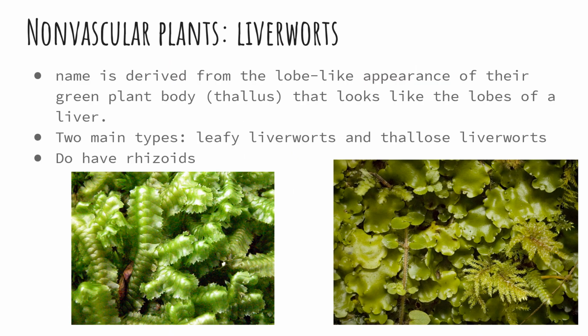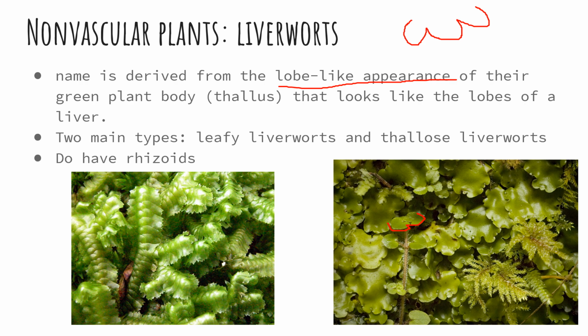So, liverworts. The name liverworts is derived from the lobe-like appearance. Okay, that means a shape kind of like this, kind of bubbly looking almost. The lobe-like appearance of their green plant body, the top part of it. You can see it probably better in this picture over here. Almost like little semicircles or bulges, it kind of looks like, from the green plant body that look like the lobes of a liver. Okay, your liver has lobes on it shaped kind of like this, I guess, and hence where they get the name liverworts. There are two main types of liverworts, leafy liverworts and thallose liverworts.